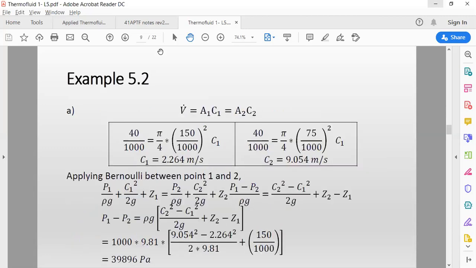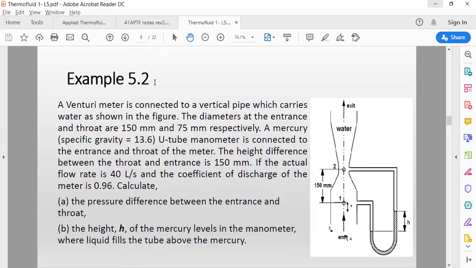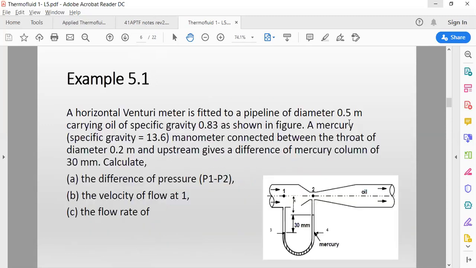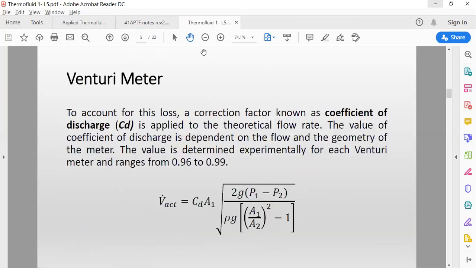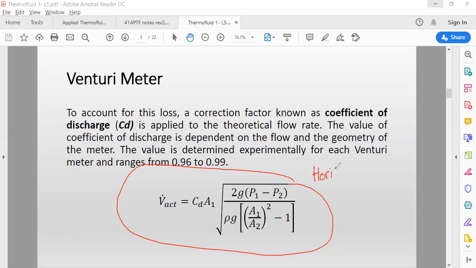Okay, so we have to do it the other way around to find out the pressure difference. One important thing to take note of over here is that this is a vertical Venturi meter. Just now, whatever we derived, this formula is for a horizontal Venturi meter. I say again, this is for horizontal only.